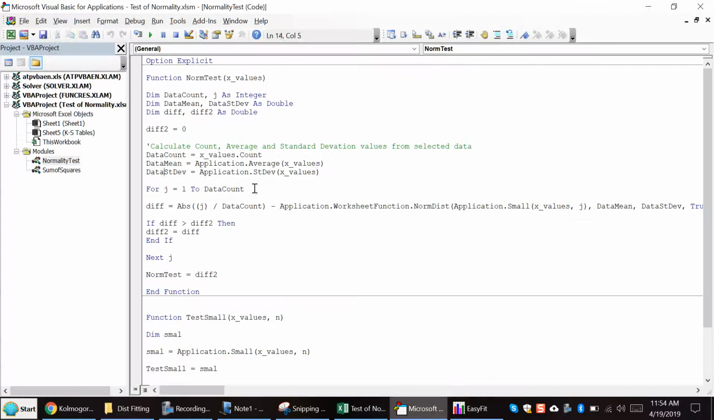Calculate that diff. I say if diff is greater than diff2, which starts out 0, then diff2 equals diff. End. Next j, do it 100 times, norm test equals diff2. So all this does is just pick the maximum value in that loop. Well, that's it. That's all your KS test for a normal distribution is. Pretty easy, isn't it? Does it make sense? Not complicated, right? That's it. That's all a KS test is.